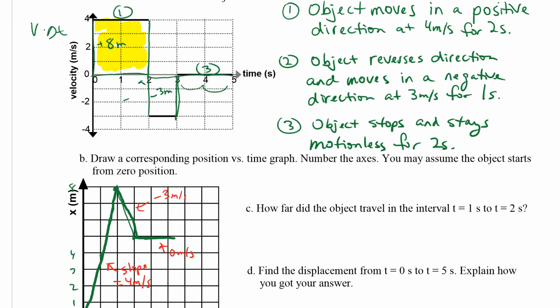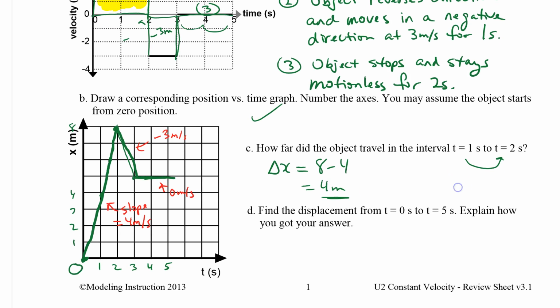Okay, so to answer the question, it says draw. Okay, we did that. How far did the object travel in the interval from 1 second to 2 seconds? Well, in a way they're asking what was the change in position from 1 second to 2 seconds. Well, it ended up at 8 and it started at 4, so it traveled 4 meters. It kind of makes sense because this is a jump of 1 second and it's traveling at 4 meters per second. So in 1 second it travels 4 meters.